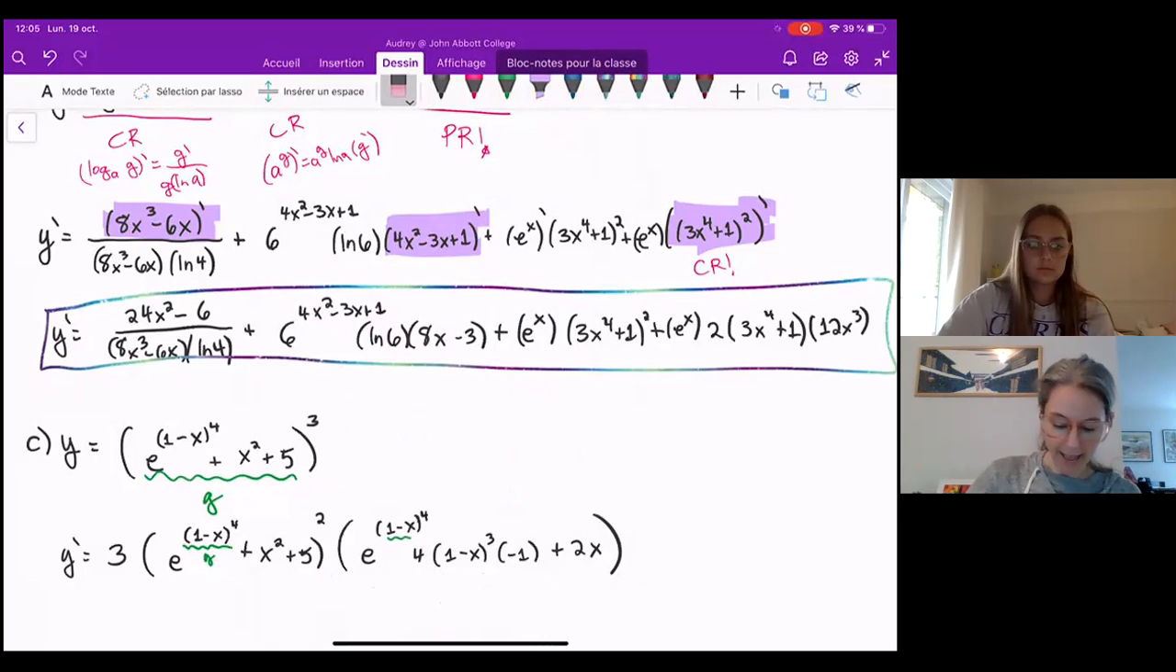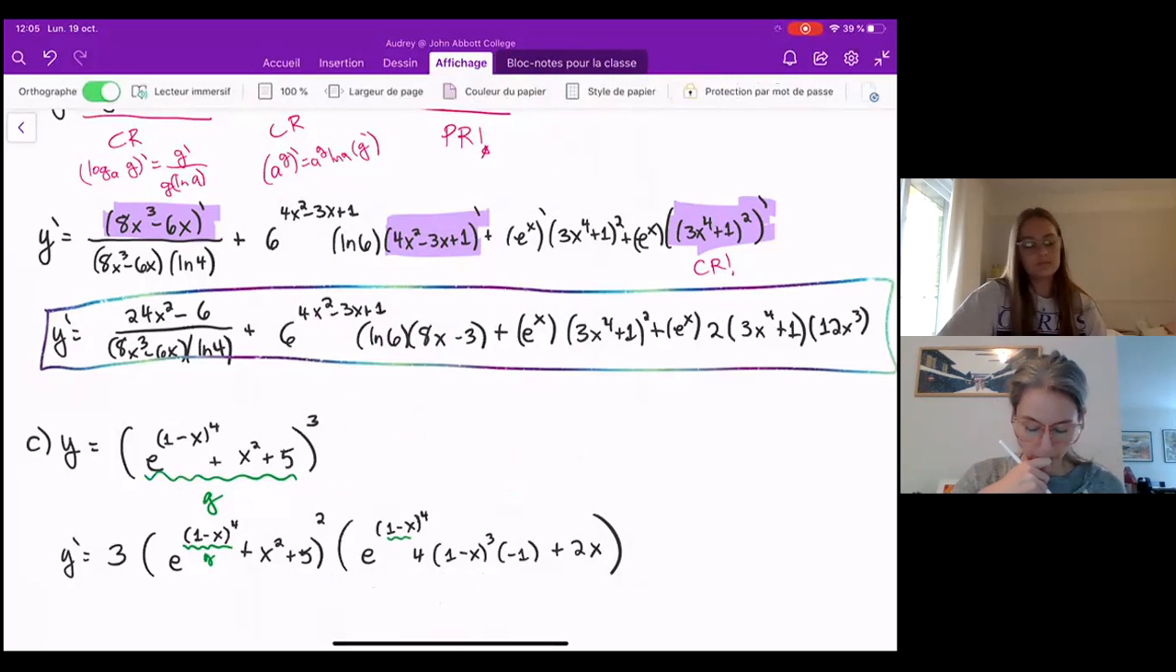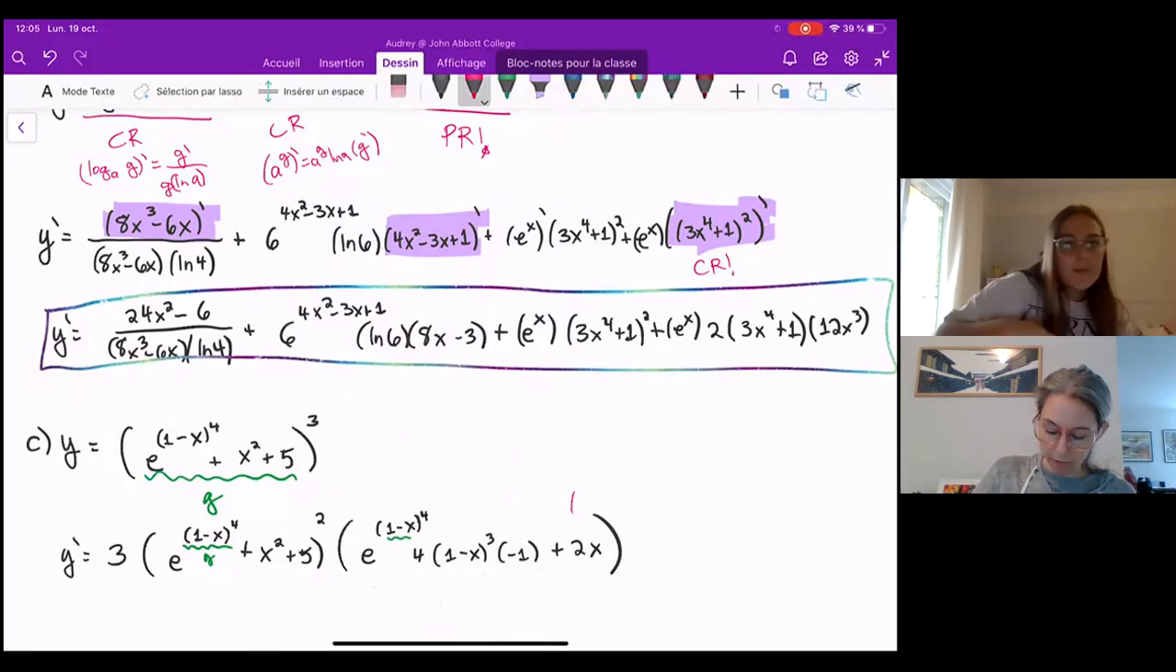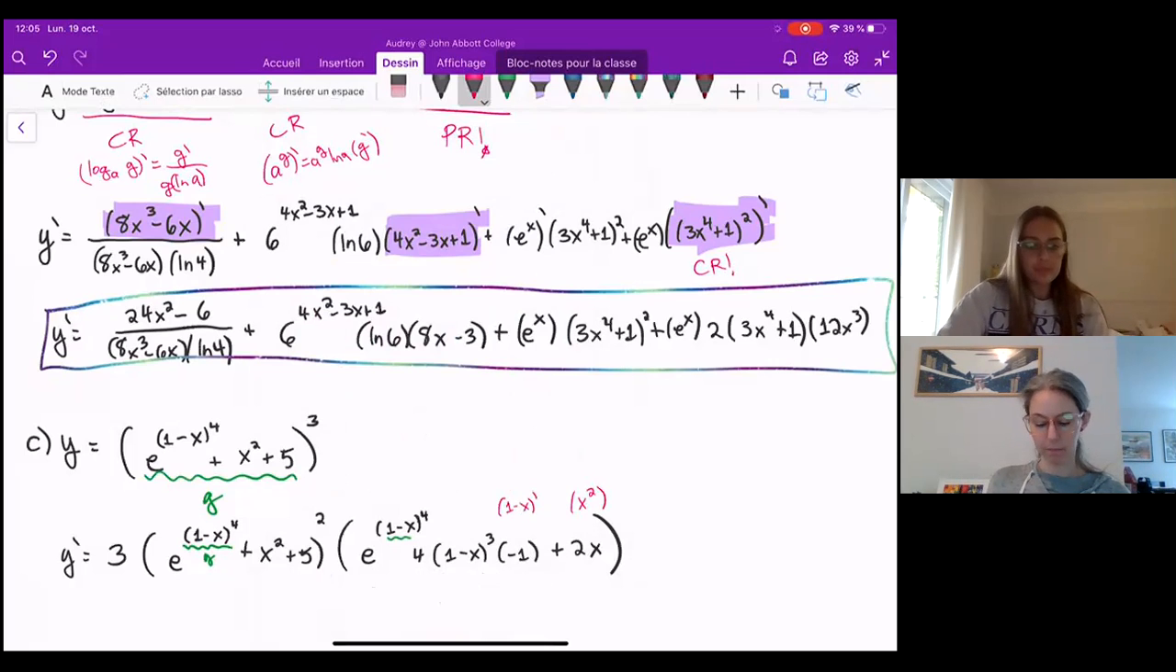All right, next. Where did the negative 1 and the 2x come from? So the 2x was my derivative of x squared, and the negative 1 was the derivative of 1 minus x that I pulled out.